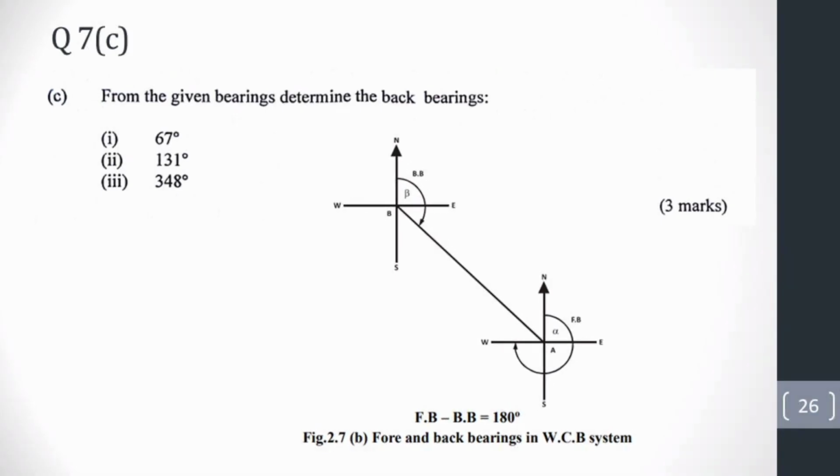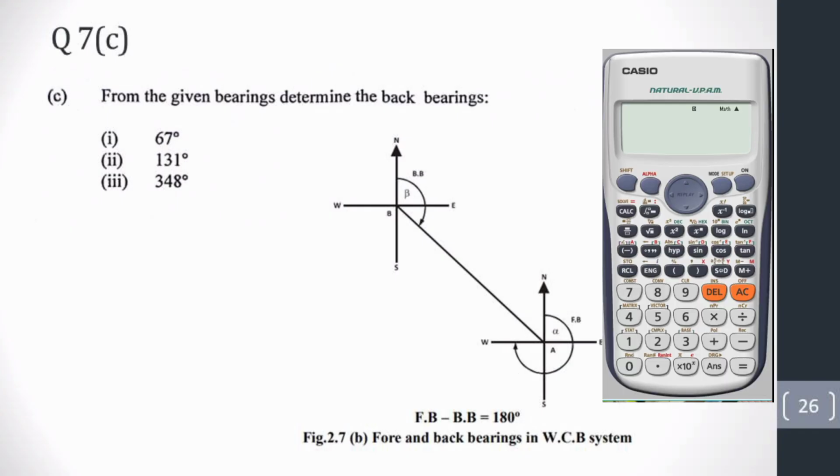A little bit simple. So that was a question of 3 marks. We were told to, from the given bearing, determine the back bearing, and the simplest thing you have to know is that the difference between the back bearing and the forward bearing is 180 degrees. So the back bearing and the fore bearing have a difference of 180 degrees.